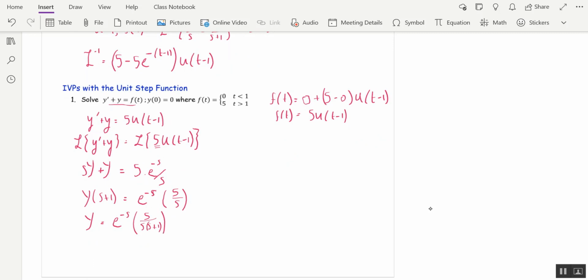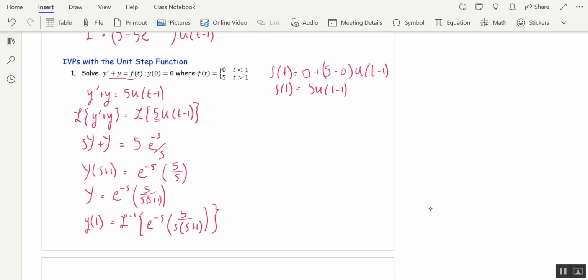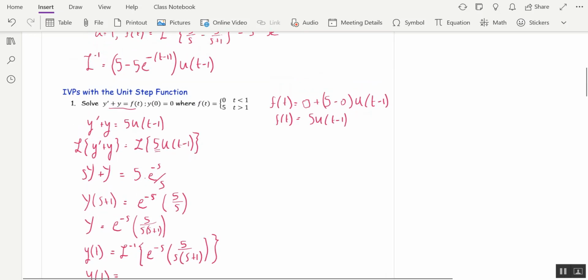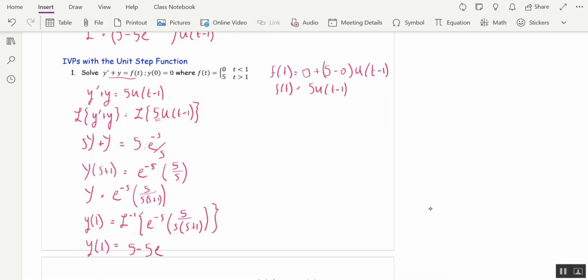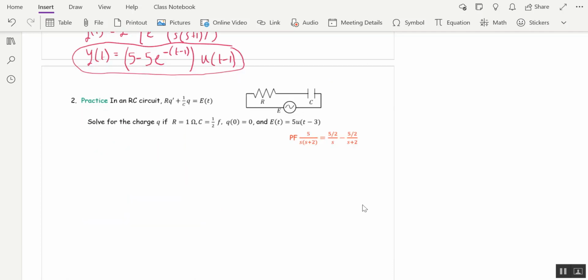All right, now take L inverse of both sides. On the left, we get little y, and on the right, we get L inverse of e to the negative s times 5 over s times s plus 1. A lot of parentheses there. Okay, but we just did that. That's the first problem we did. So little y of t is our answer from before, 5 minus 5 e to the negative t minus 1, and all of that was multiplied by u of t minus 1. And there it is.